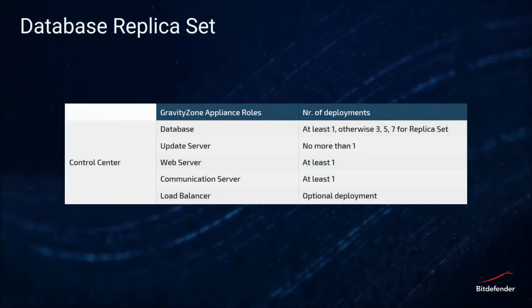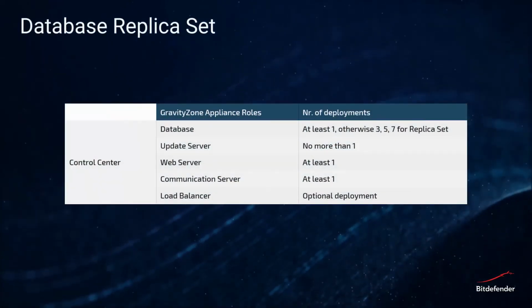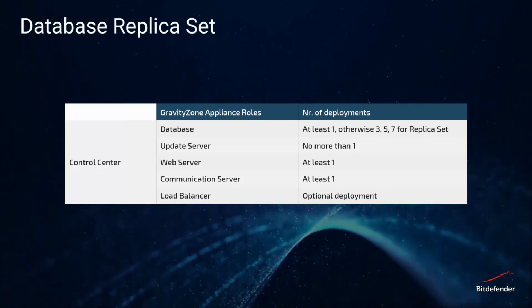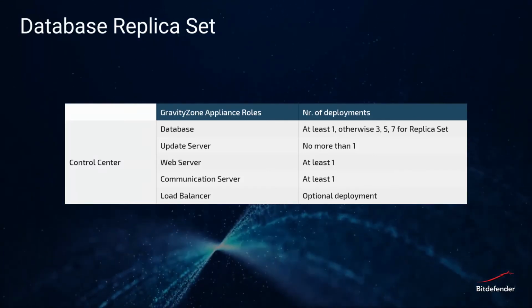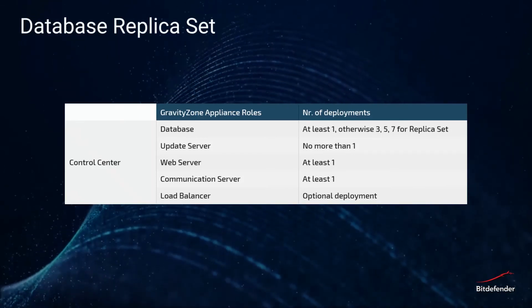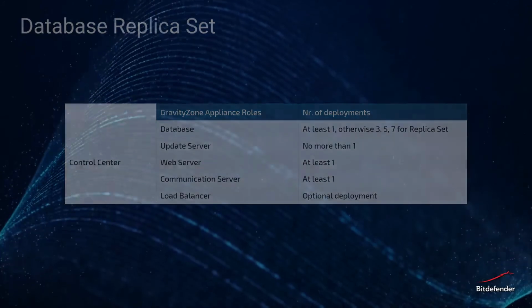A GravityZone Control Center deployment will always contain at least one database server, and at least one update server, web server and communication server. The installation of the balancer role is optional and can be performed in case you need to use multiple communication servers or web servers.